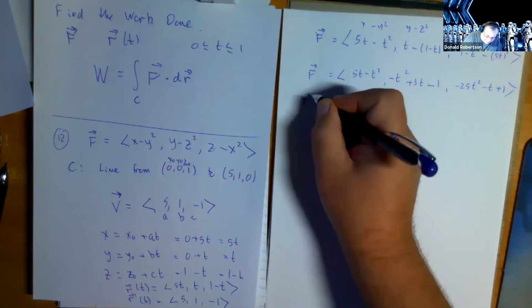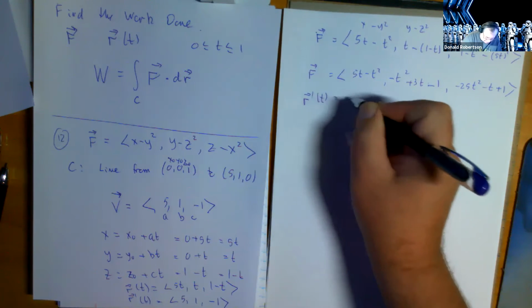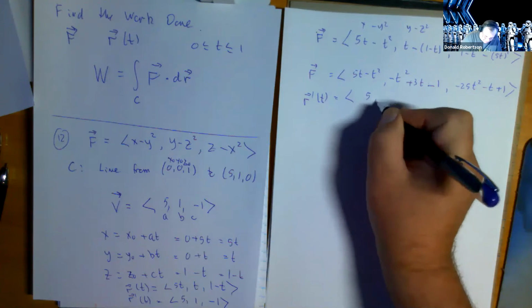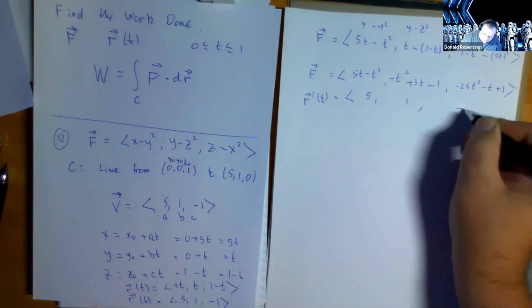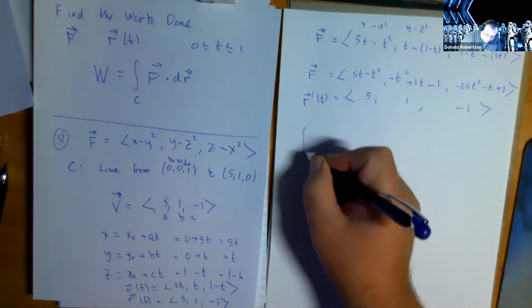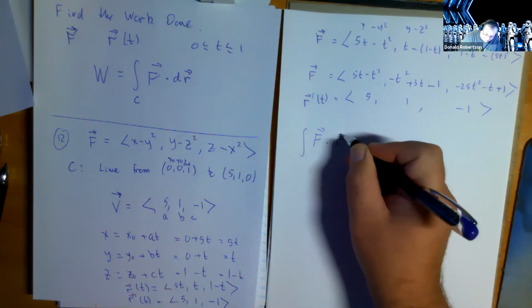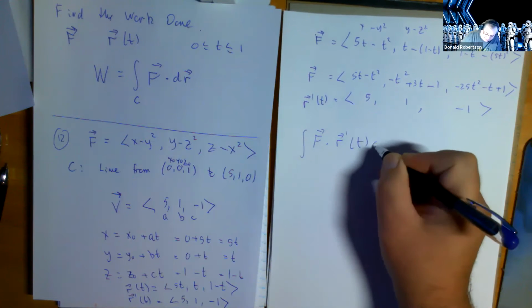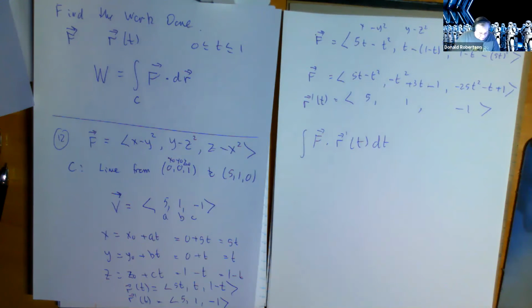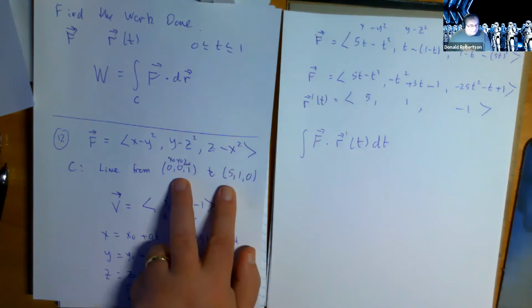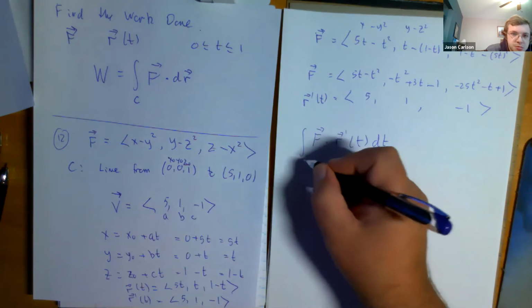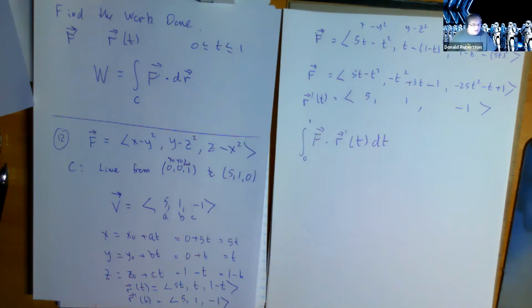I'll just put underneath it r dash of t, just make it easier. You get 5, 1, negative 1. So we're just going to take this fella, dot product with that guy, dt. And oh, we need a start and finish t value, don't we? Shouldn't it be 0 to 1? And isn't it nice that if it's a line, it's 0 to 1 because the way we constructed the line?